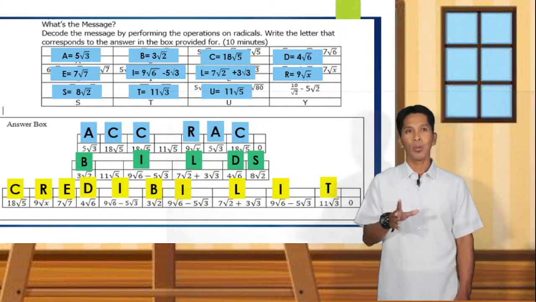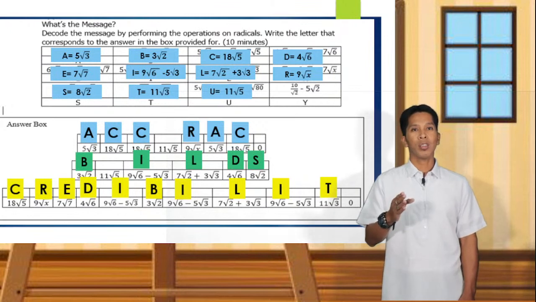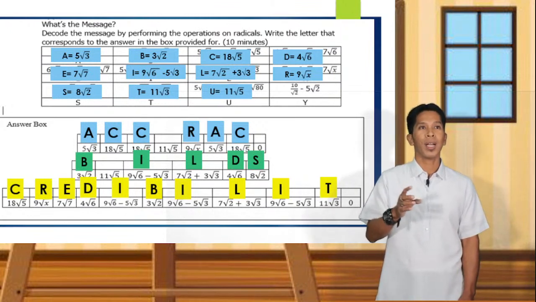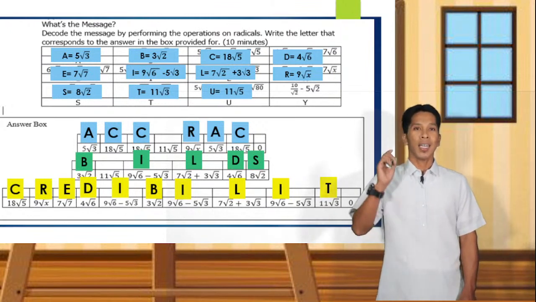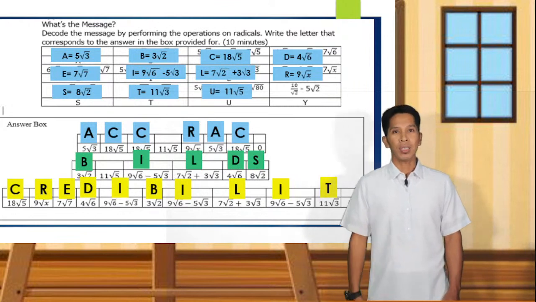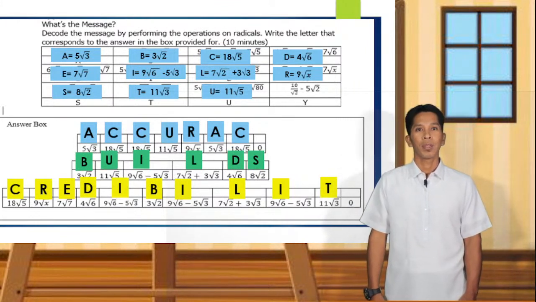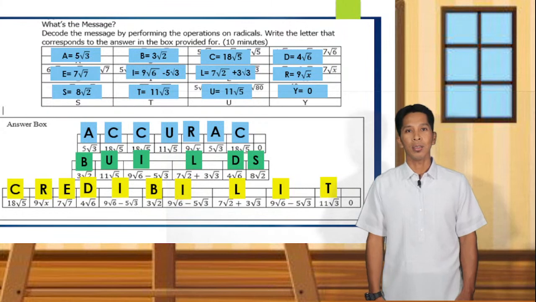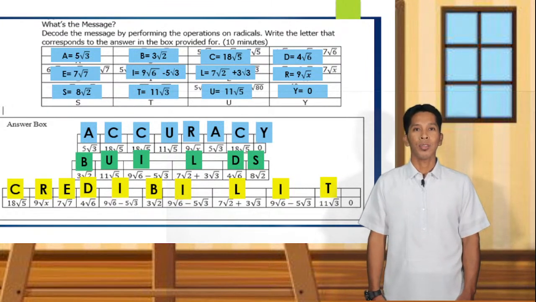So 5 square root of 2 minus 5 square root of 2. You are subtracting the same expression. So what will be the answer? Yes, of course, it is 0. So this is 0. So we have 0. So that will be Y.